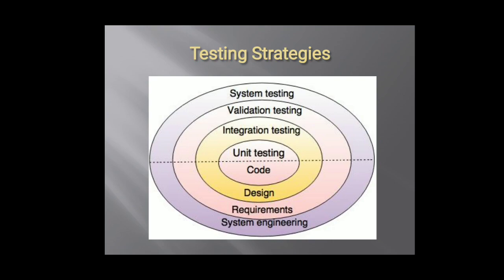So what are the testing strategies? The first strategy is unit testing, the second is integration testing, the third is validation testing, and the fourth is system testing. As the diagram shows, unit testing is done on code, integration testing is done on design, validation testing is done on requirements, and system testing is done on system engineering, how the system is working.